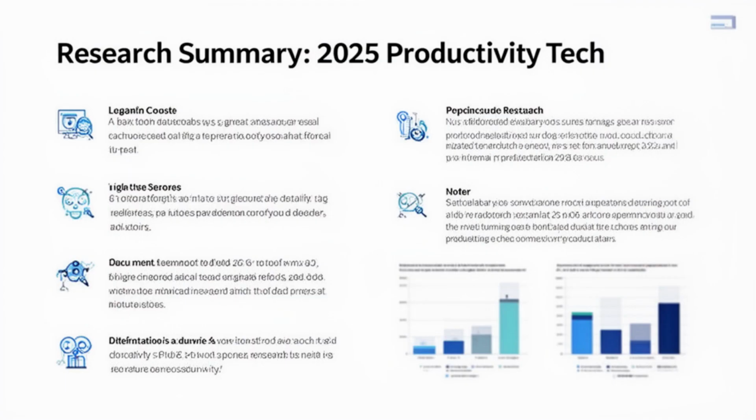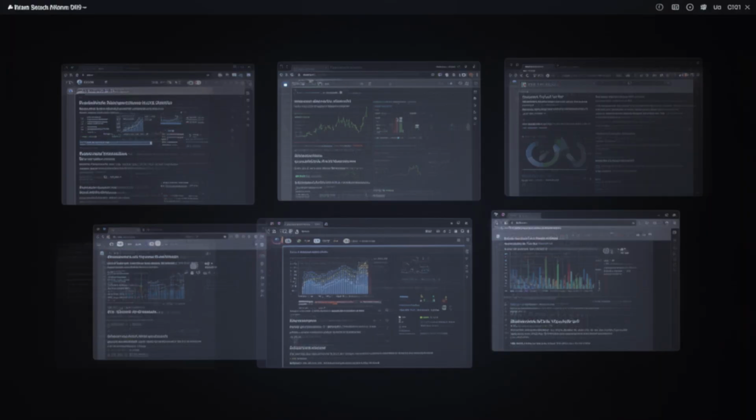Next, try information gathering. Ask OpenClaw to research a topic and compile a summary. For example, research the top 5 productivity apps of 2025. This tests its ability to browse the web, synthesize information, and produce high-quality outputs for you.